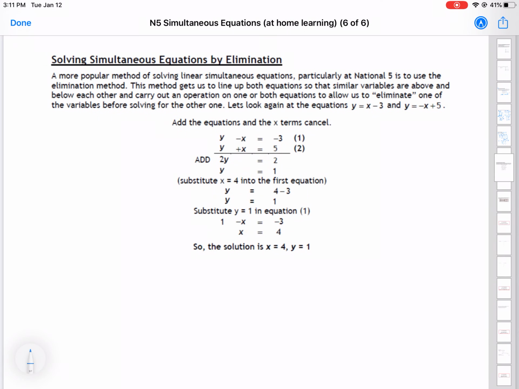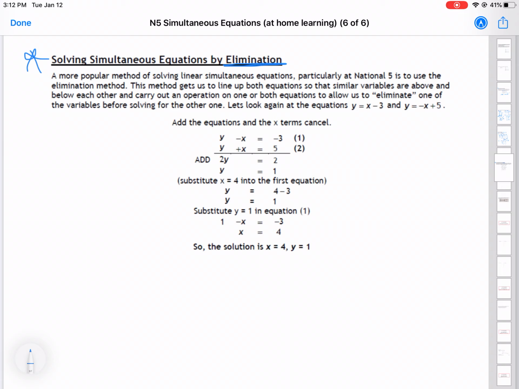This method here, by elimination, is the one that is used most often. It is the one that is used when you have a context question, so you're given a story and you have to make up equations and so on. It is the one that is most able to be used with most of your simultaneous equations questions. It's the most popular as well, which it says in these notes.